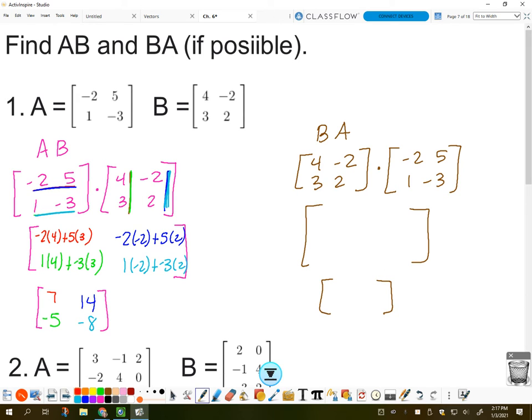Okay, so for this first entry, we're going to do row 1 times column 1. So 4 times -2 plus -2 times 1, which is going to give me -8 minus 2, so -10.